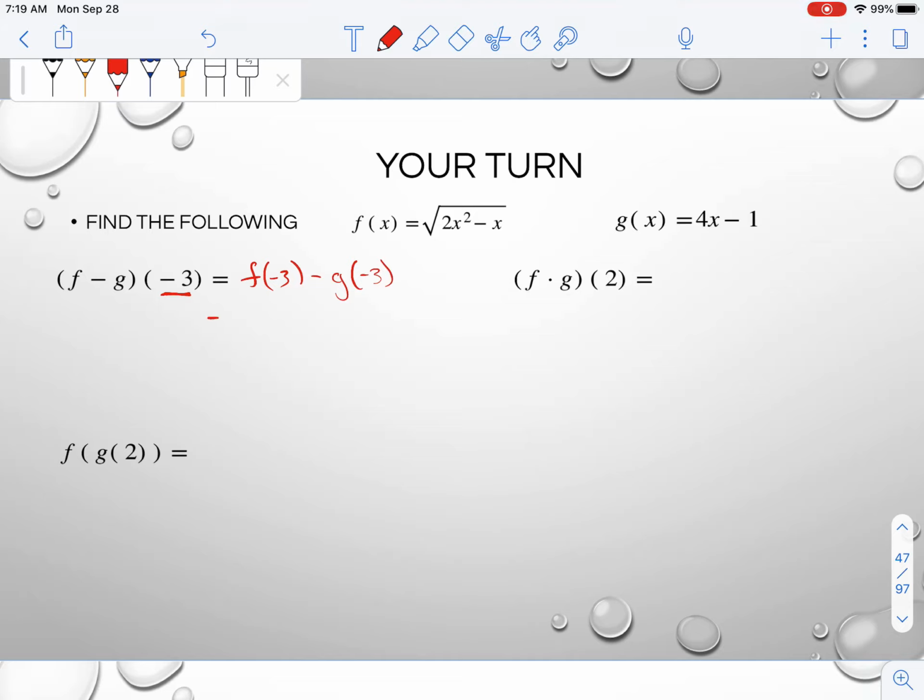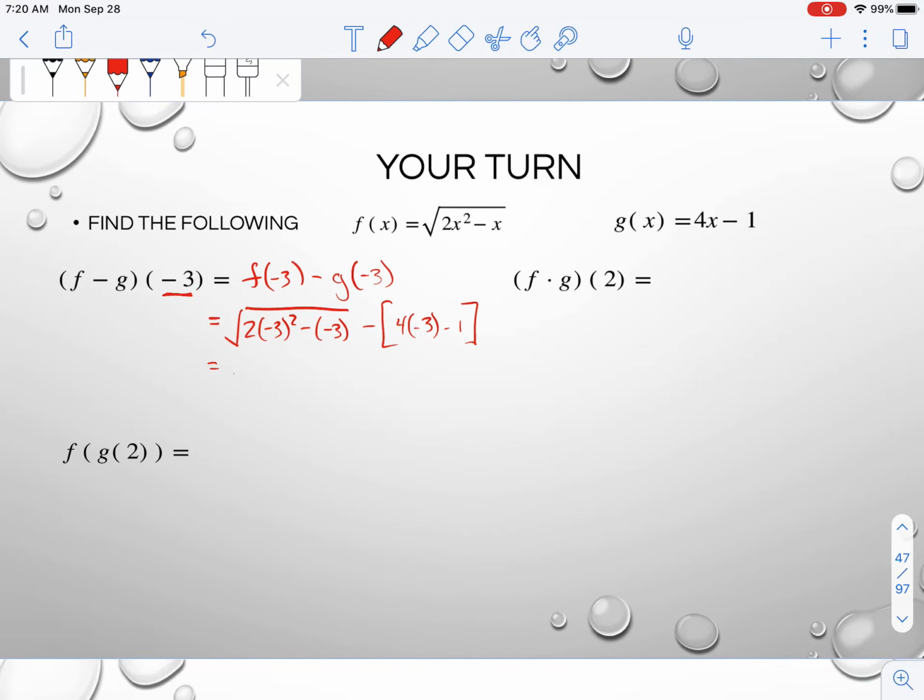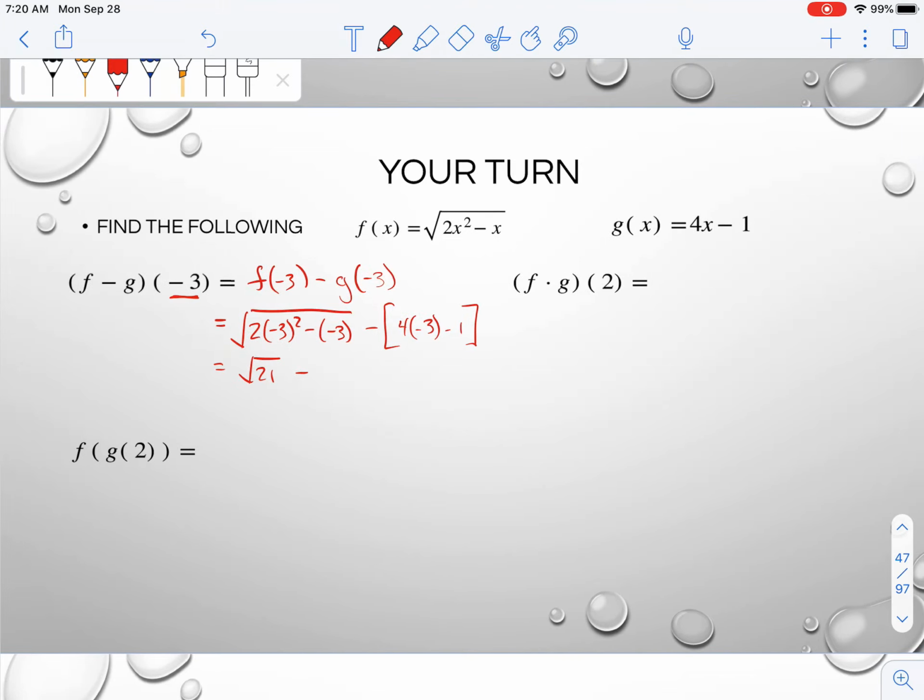So if I had f of -3 here, we're going to have square root of 2 times -3 squared minus -3, and then minus the entire function g. So we're going to have 4 times -3 minus 1. So when I simplify, here we're going to have 18 plus 3, so we're going to have square root of 21. And we're going to have minus -7 minus 1. So we're going to have minus -8 or plus 8. There's nothing that I can simplify there. So that's actually going to be my simplified answer.